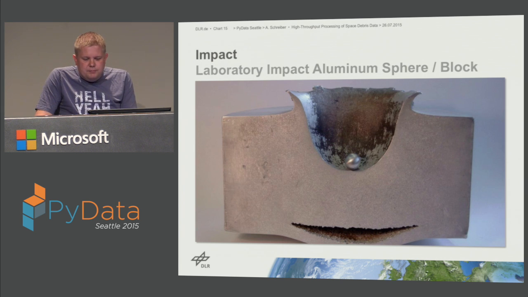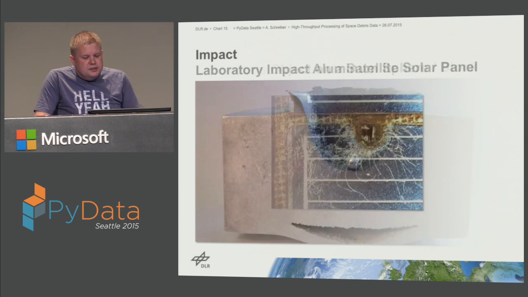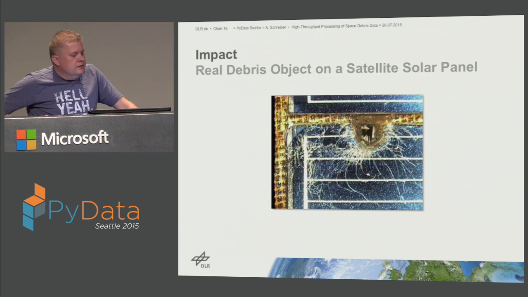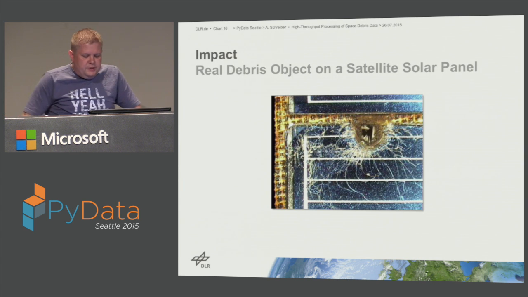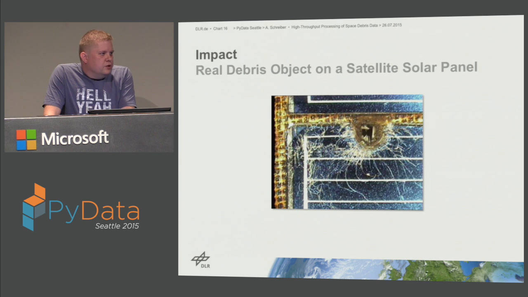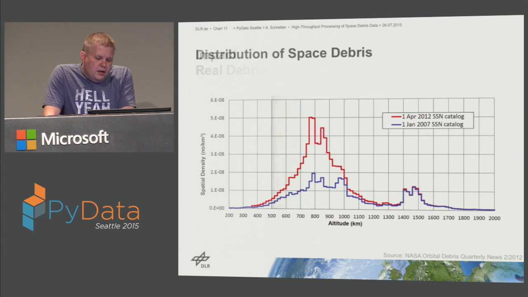And a real impact in space is this. This is a solar panel of a satellite which was hit by a space debris object. And I think we don't know the exact size of this space debris, but this causes the damage. And also the space station was hit by a couple of objects in the previous years, but not very large objects.